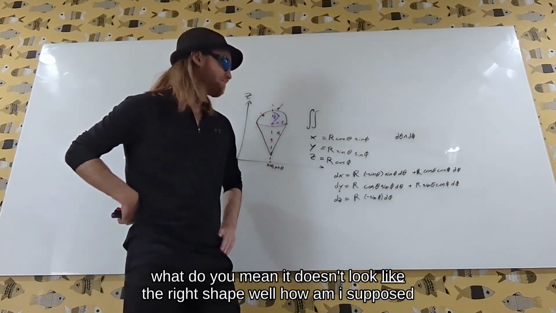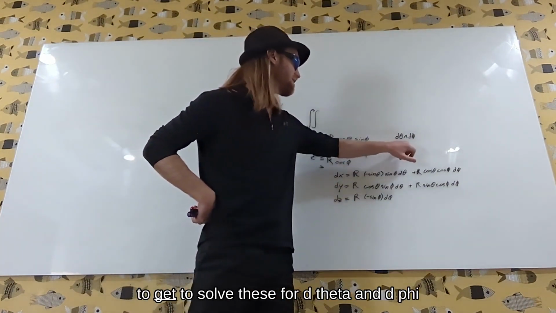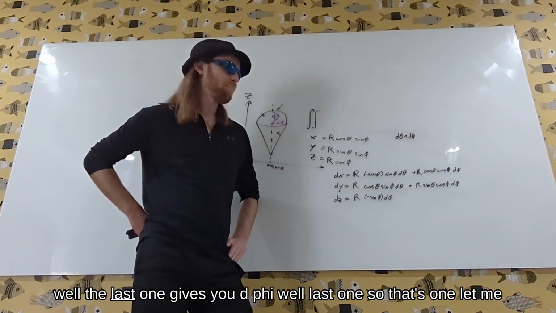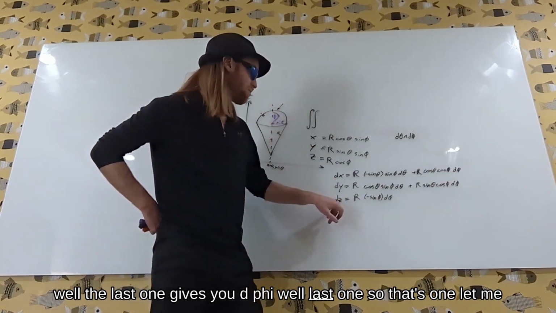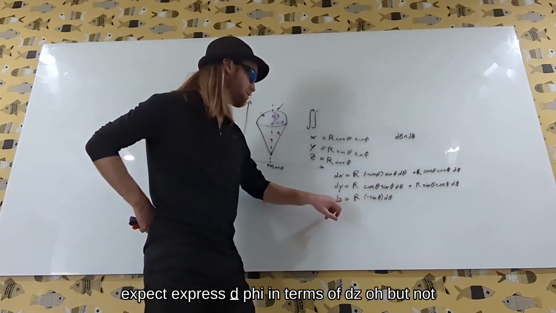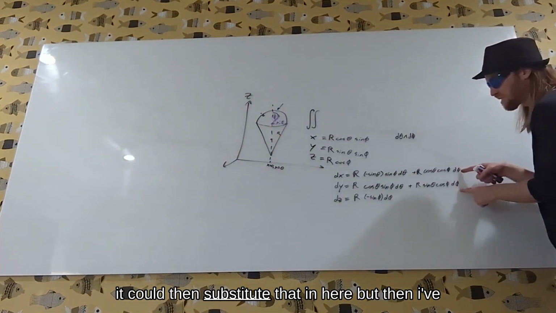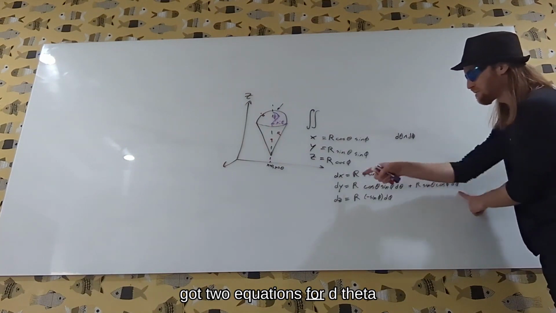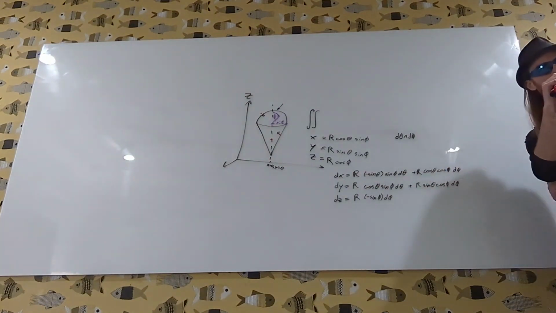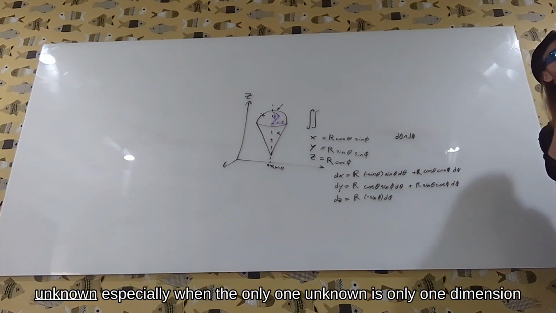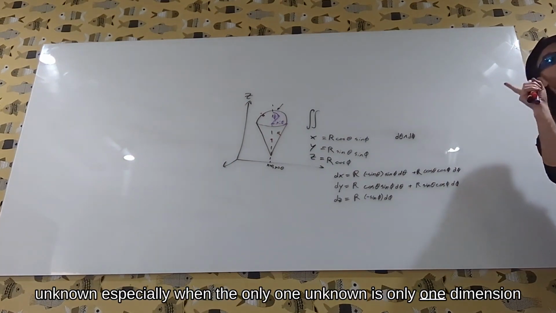What do you mean it doesn't look like the right shape? Well, how am I supposed to solve these for d theta and d phi? Well, the last one gives you d phi. The last one let me express d phi in terms of dz. I could then substitute that in here, but then I've got two equations for d theta, which sounds like trouble. I don't like having two equations for only one unknown, especially when that one unknown is only one dimension.